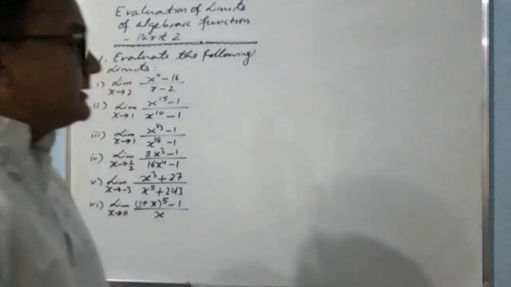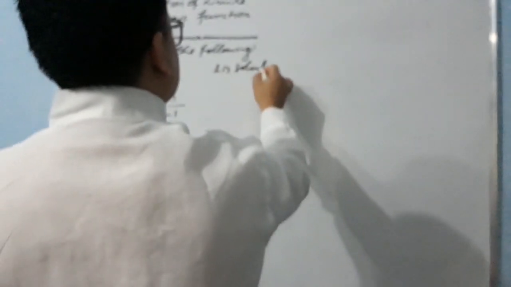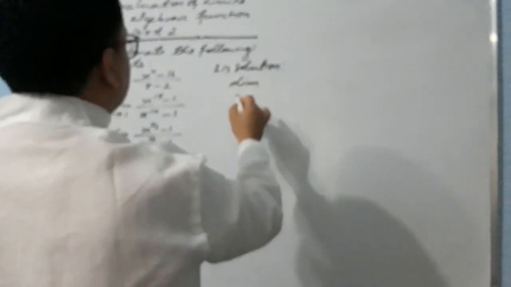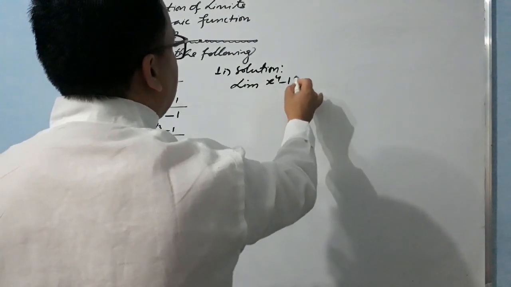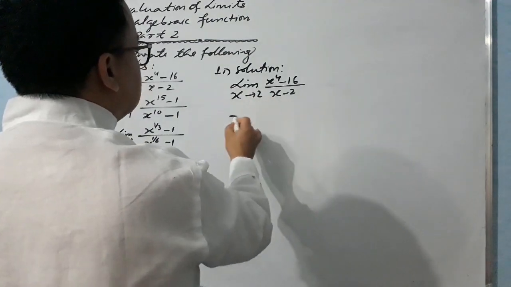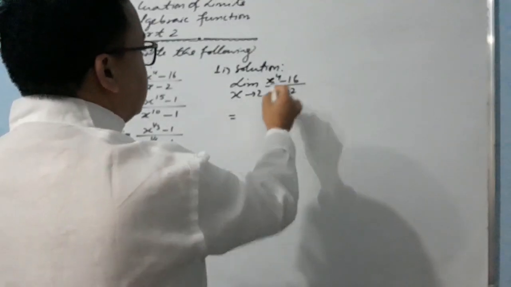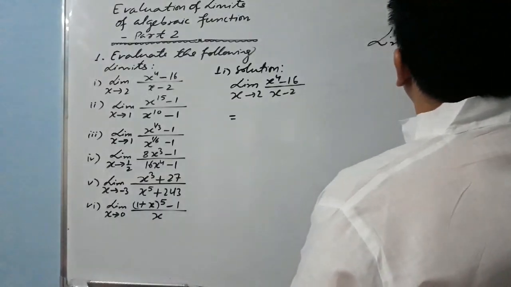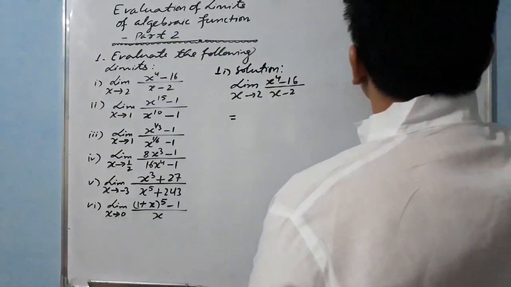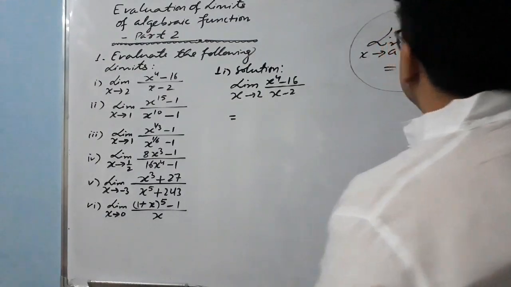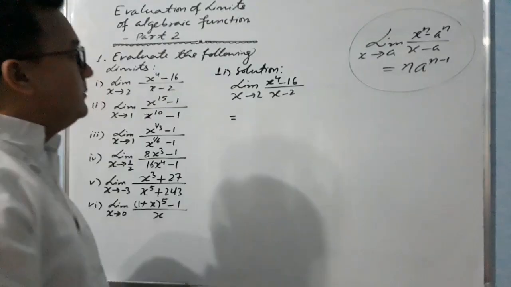Here we go into the questions. So I'm taking the first question. Solution of the first question: limit of x raised to power 4 minus 16 upon x minus 2 as x tends to 2 is equal to, see, again let me write down the theorem: limit of x raised to power n minus a raised to power n upon x minus a as x tends to a is equal to n a raised to power n minus 1. We have to apply this theorem to evaluate this function.